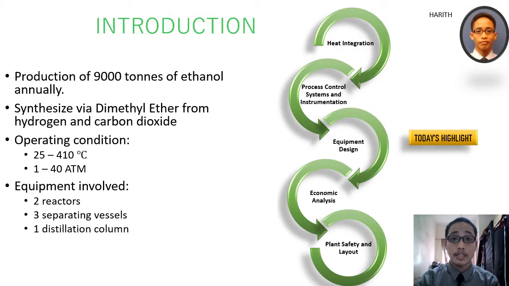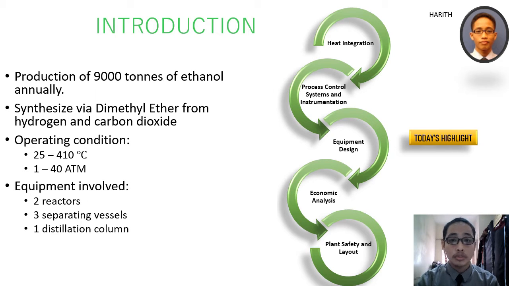Our plant design aims to produce 9,000 tons of ethanol annually. We plan to synthesize the ethanol via dimethyl ether production from hydrogen and carbon dioxide, with operating temperature ranging from 25 to 410 degrees Celsius and pressure between 1 to 40 atm.